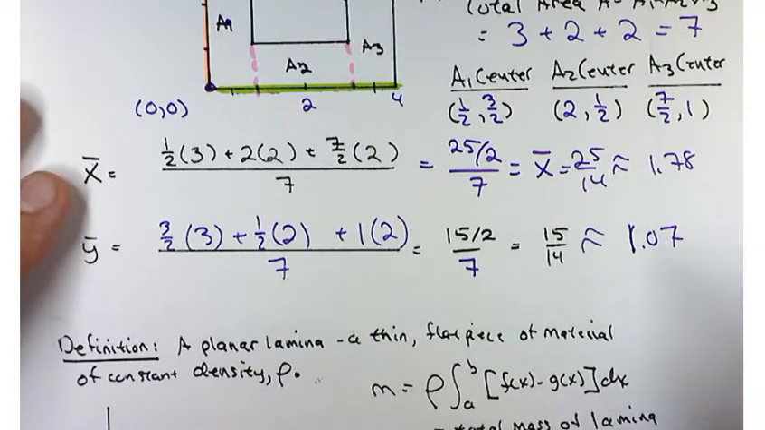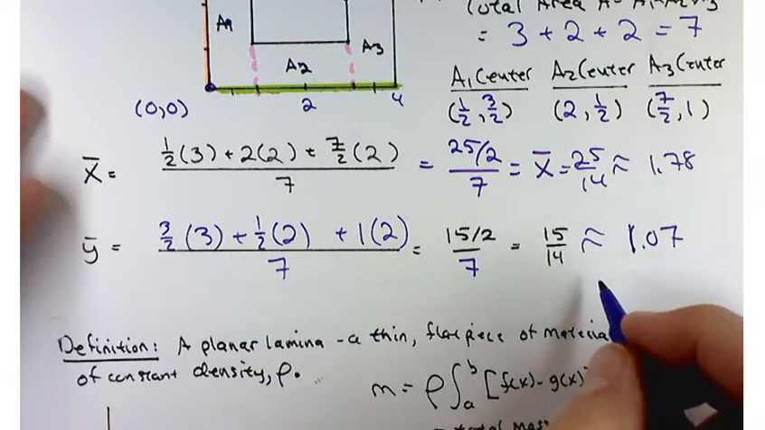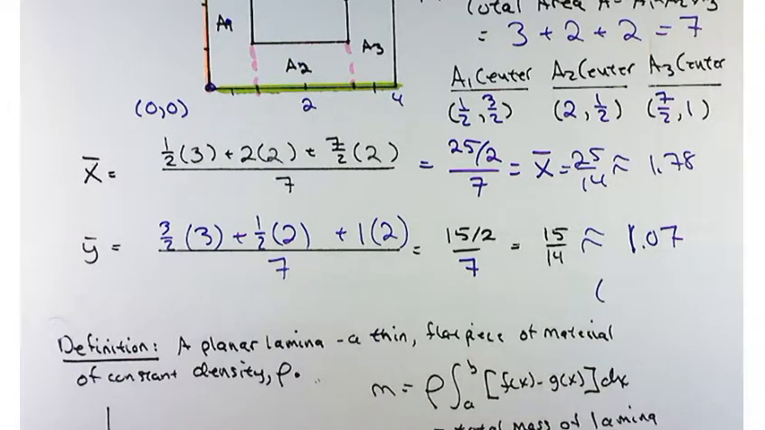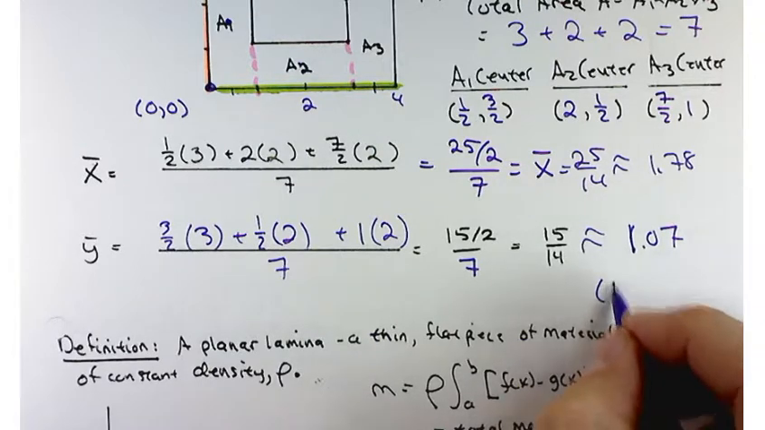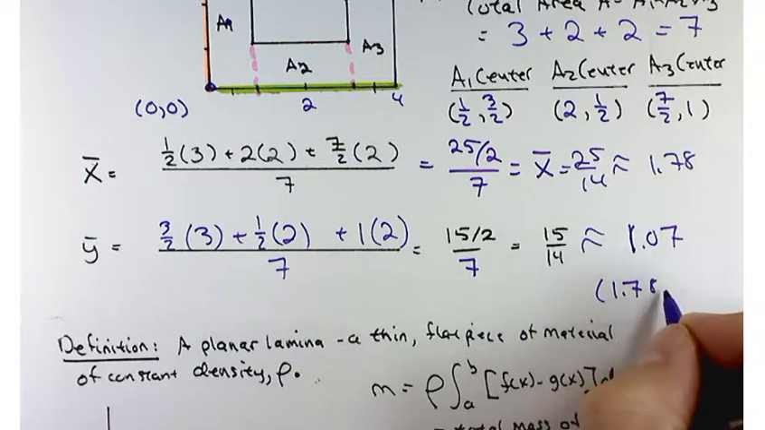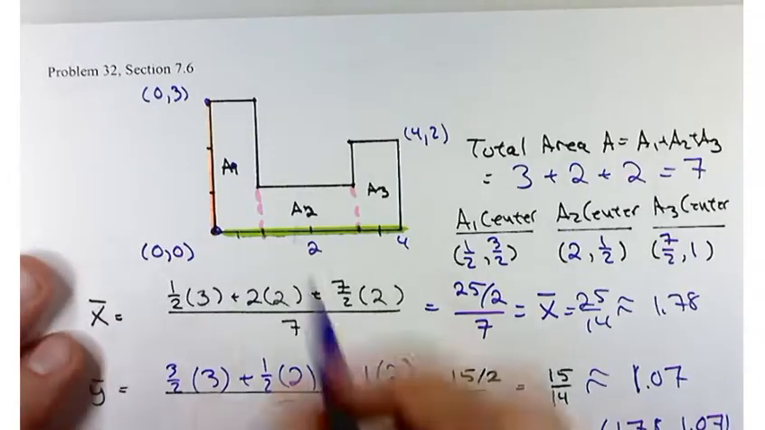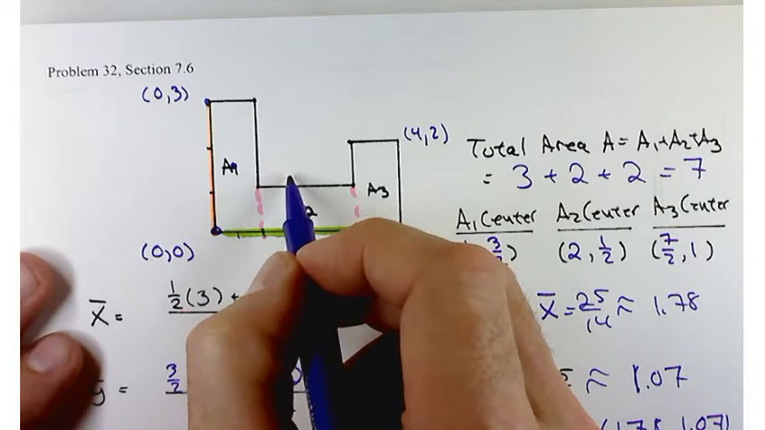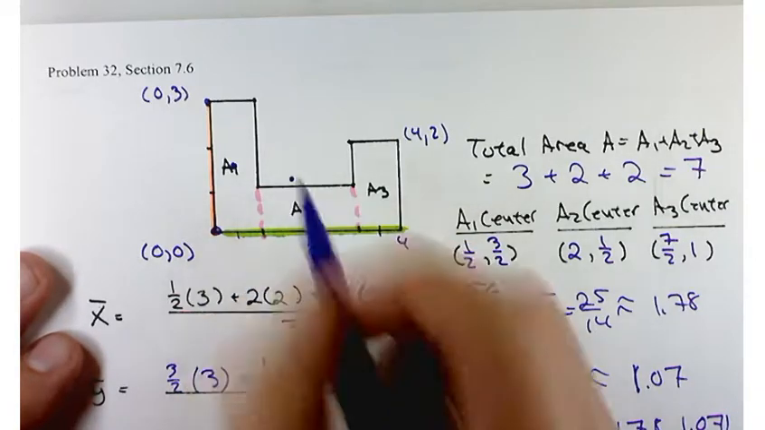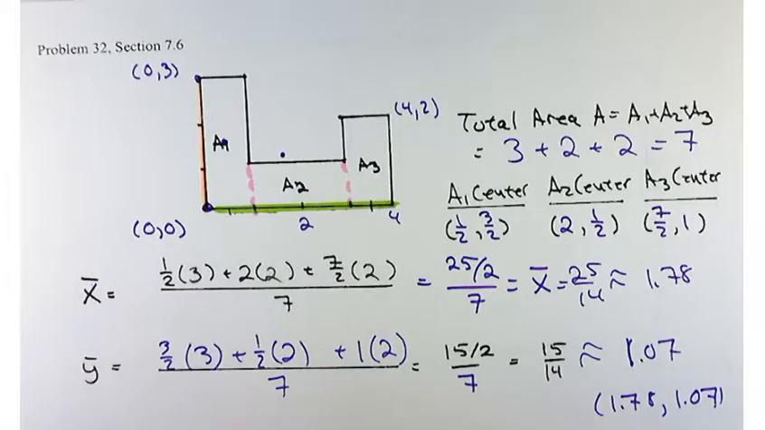Now, if you look, this point, our center of mass, actually isn't on our figure. 1.78, 1.07. So 1.78 is about here, and 1.07 is a little bit above. So it doesn't actually fit there. Bummer.